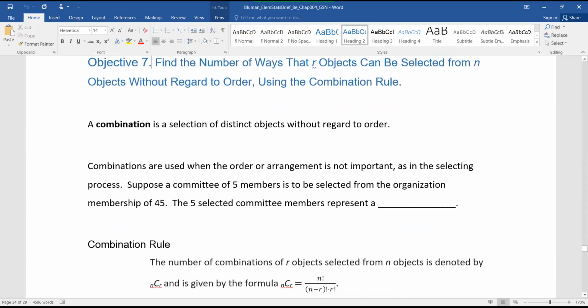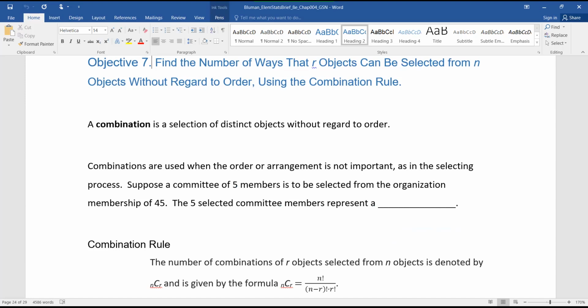All right. So the next thing we're going to talk about is combination. When a number of objects can be selected from n objects without regard of order using this combination rule, you'll find out that you have maybe less options if order doesn't matter. Or maybe more options? We'll investigate. I think it's going to be less.